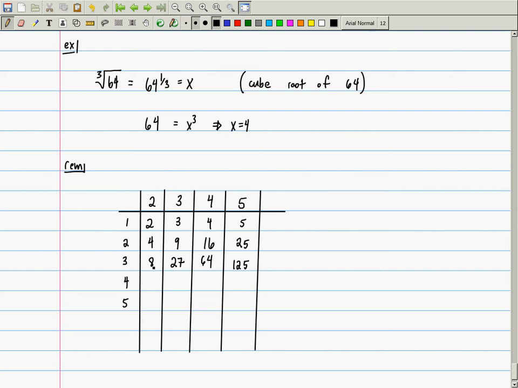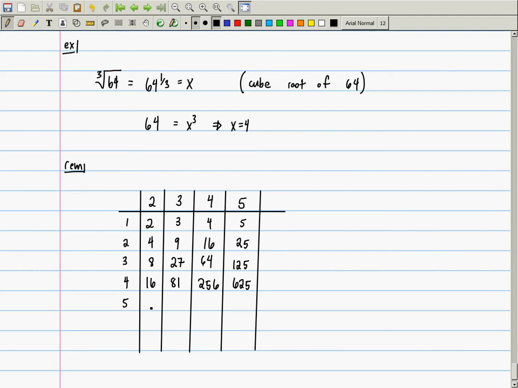Now the power 4s. 2 to the 4 is what? 16. 3 to the 4 is 81. Okay. 4 to the 4 is? 256. And then 5 to the 4 is what? 625. Good.